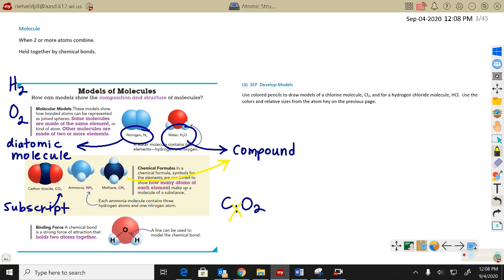Now, later on, we'll draw pictures of molecules where we'll try to show the bonds. And so then we might use dashes or lines to show the binding force, the chemical bond that's holding the atoms together. And you may have heard of things like single bonds, double bonds, triple bonds.